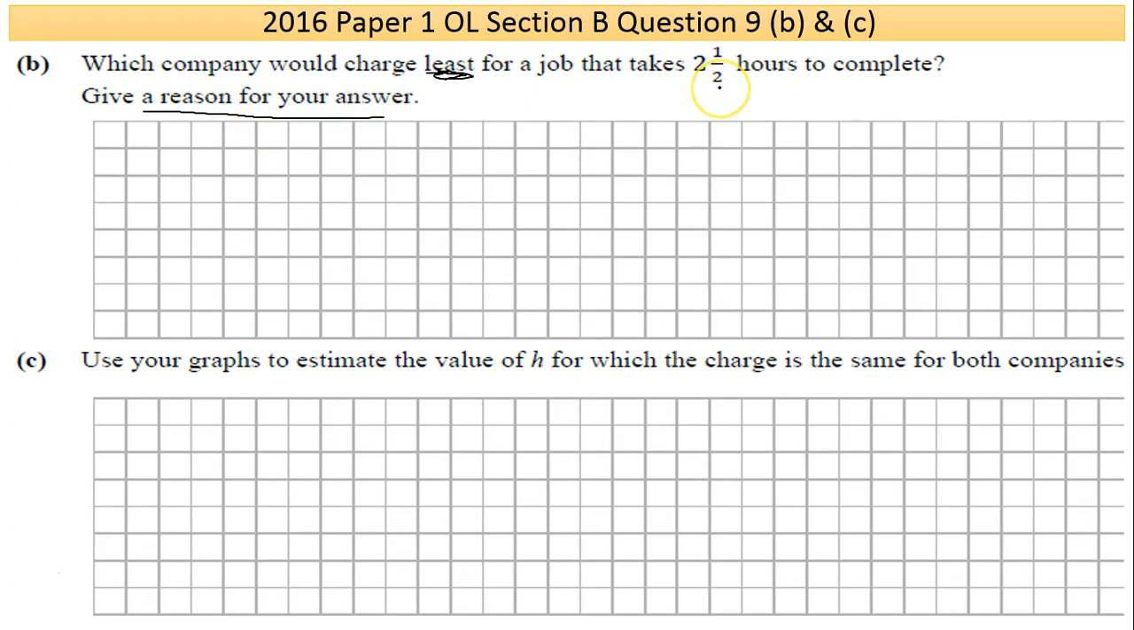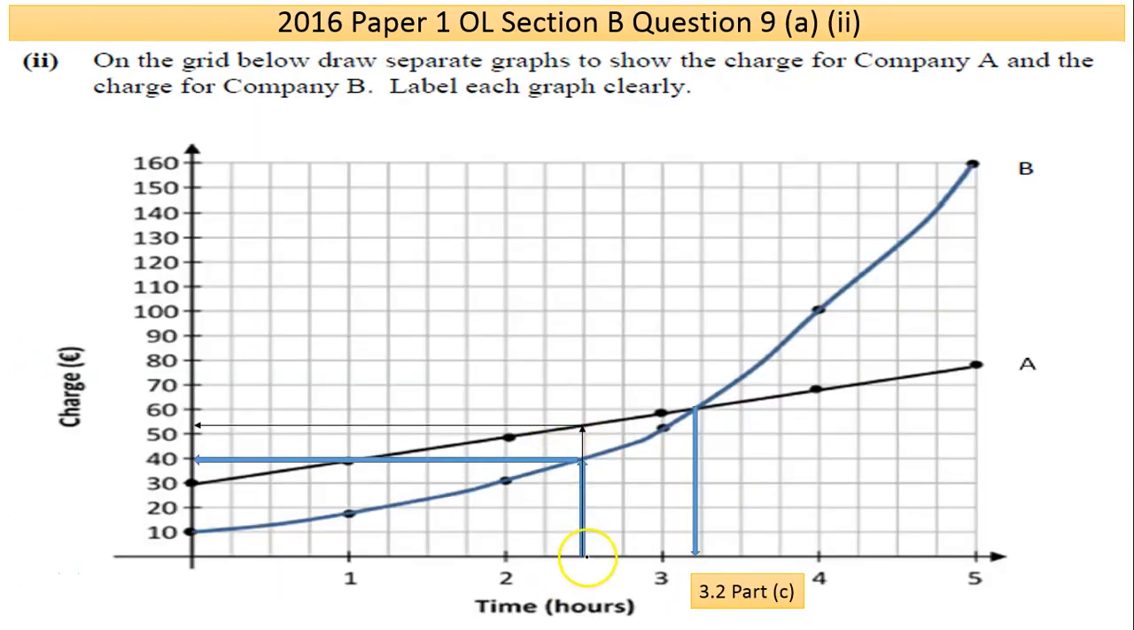So we're looking for 2.5 hours on the x-axis. I have it there, brought it up, and I've done it for both companies, one in a heavy arrow and one in a lighter arrow. When I read across for company B, it's €40 for a 2.5 hour job. Company A, now what's that? 52.5.